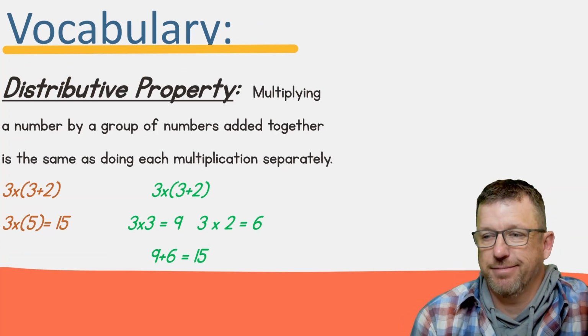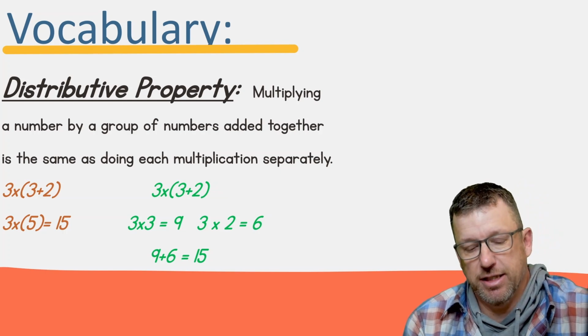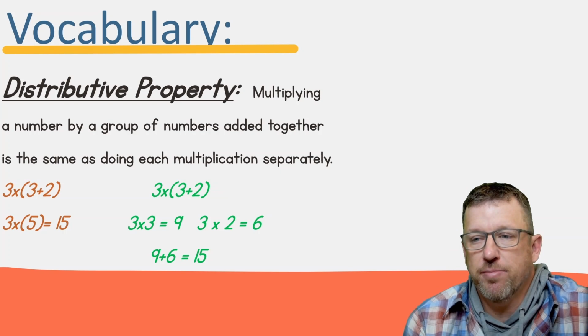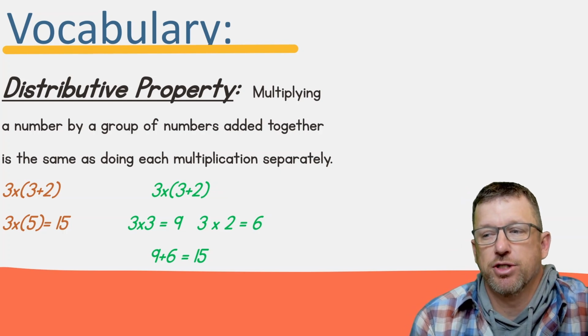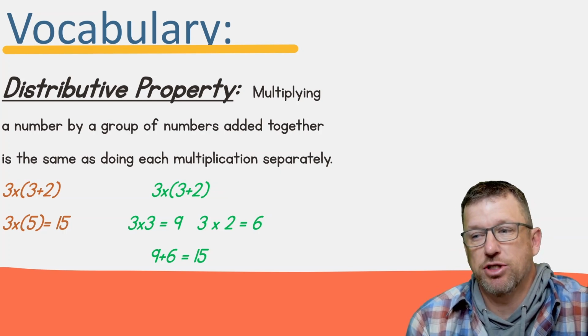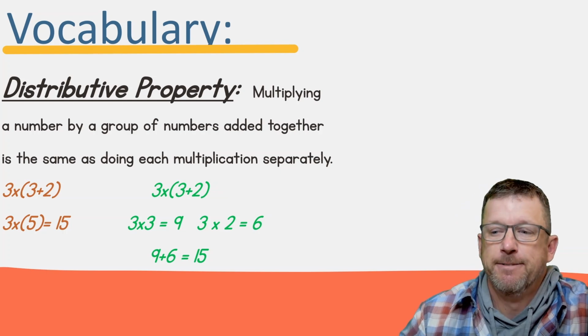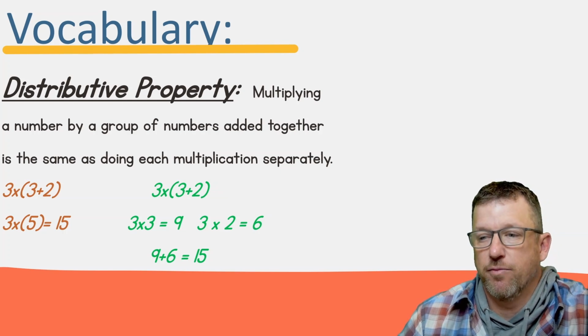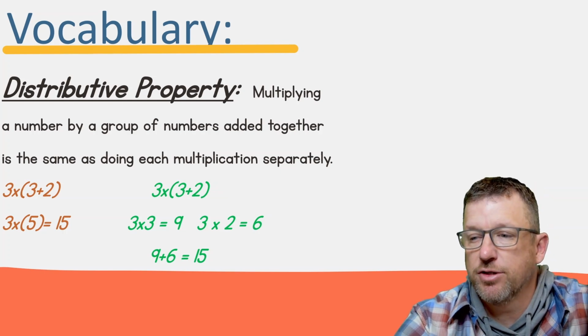What this means, I'm not going to go into it deep here because I want to teach it to you after this. The distributive property is about multiplying a number by a group of numbers added together being the same as doing each multiplication separately. For example, 3 times (3 plus 2). If we didn't have any expressions or variables in here, we would add up inside. 3 plus 2 is 5. And then we multiply 3 times 5, right? So we do this part first.